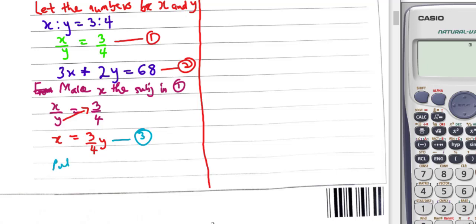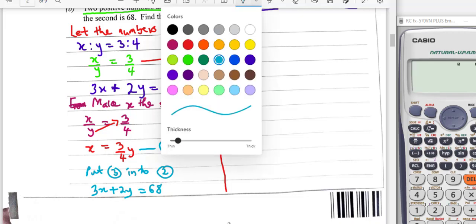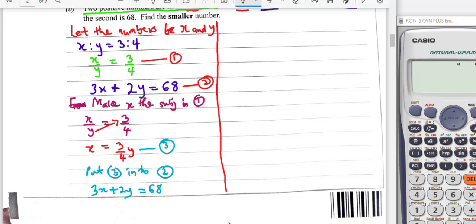So I'm going to put equation 3 into the second equation, that is equation 2. The second one says that 3x plus 2y equals 68. So it means that where I see x, I'm going to write 3 on 4y. So I'm going to write 3, and for the x, I'm going to write 3 on 4y, plus 2y, equals 68.